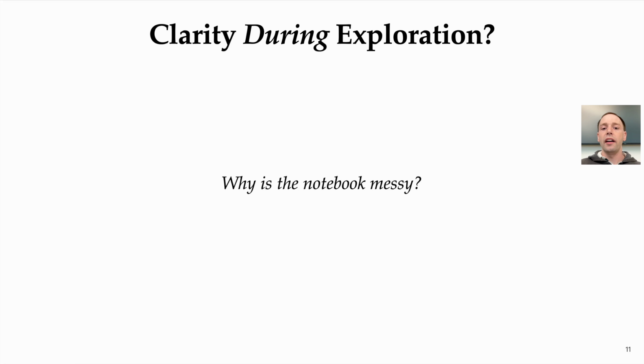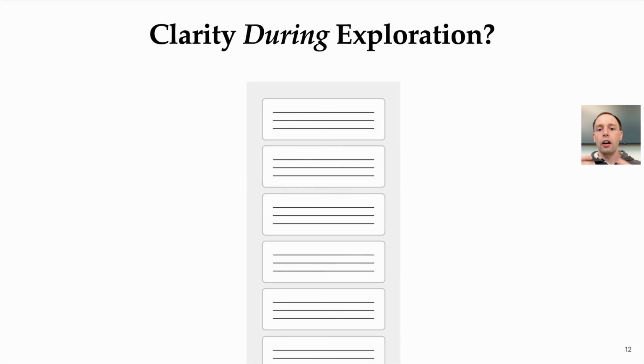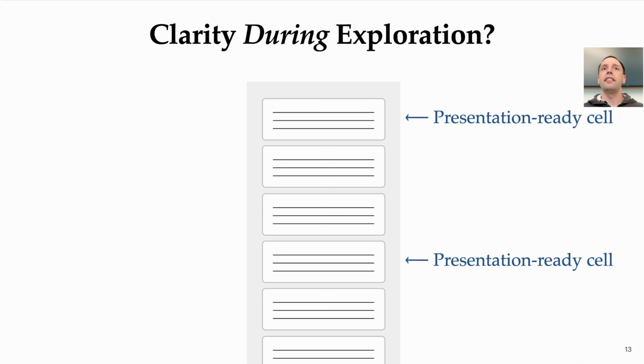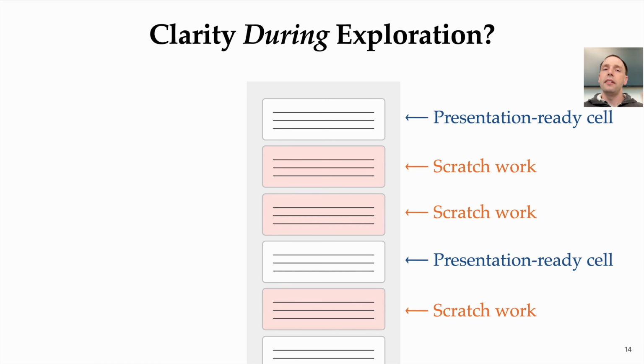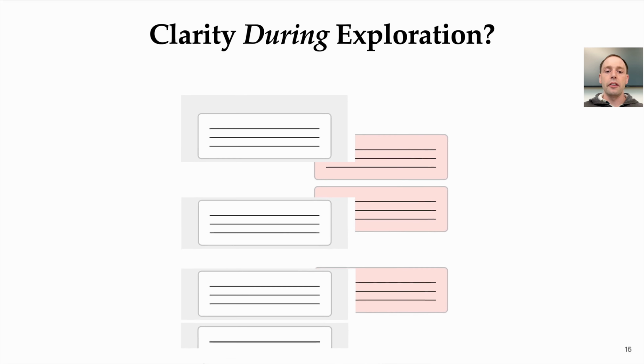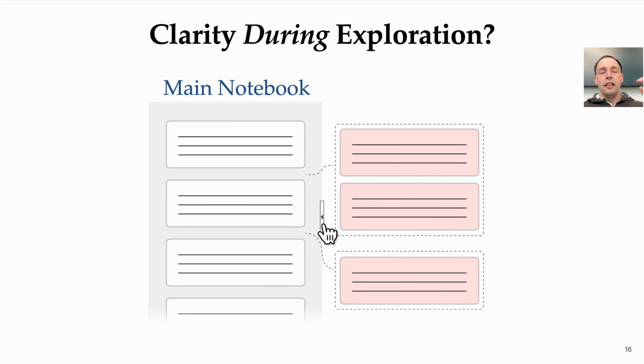So let's think about, why is the notebook messy? Well, our hypothesis is that you have this linear ordering of cells, but some of these cells may be ready to show to other people, and other of these cells might be some kind of scratch work that may or may not be ready for other people, but maybe you want to keep it around. So our simple idea is to separate these into two parallel spaces. One is going to be your main notebook with your presentation ready work, and on the side we'll have a scratch pad for your scratch work and things you might want to keep around.